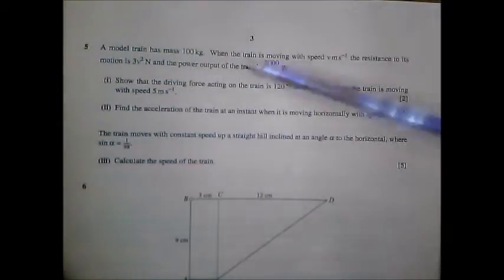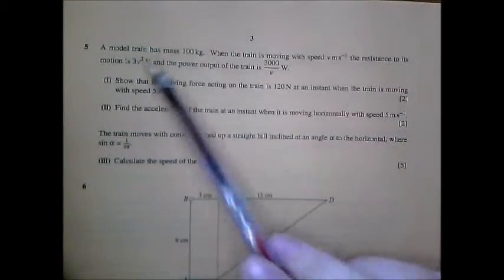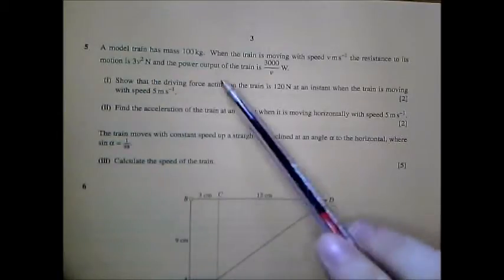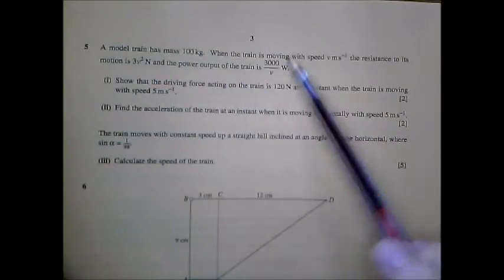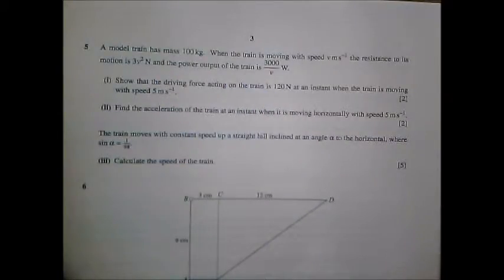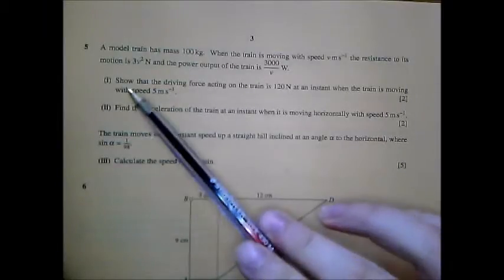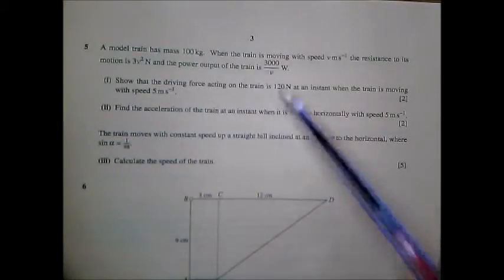Let's have a look. So we've got a three-parter here. We have a train of mass 100 kilograms. It's moving at a speed v, and resistance to motion is 3v squared, and the power output of the train is 3000 over v. Okay, and we're being asked to find the driving force acting on the train.